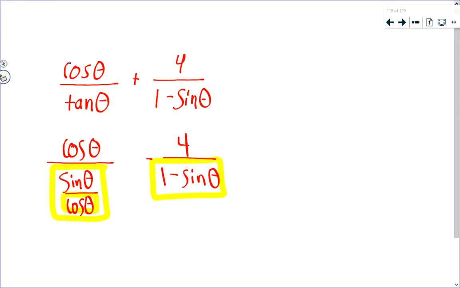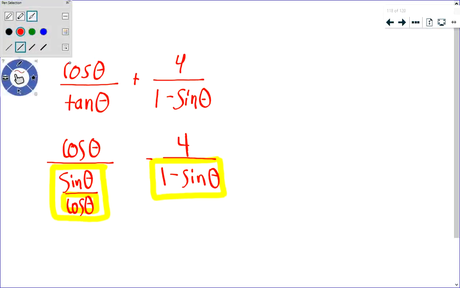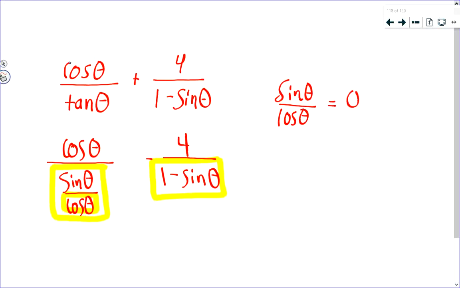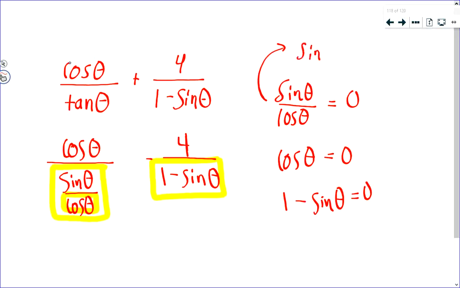So what we end up writing, we actually have 3 denominators here, is we write that sine of theta over cos of theta is not allowed to be 0, because that's a denominator. We write cos of theta is not allowed to be 0. We write 1 minus sine of theta is not allowed to be 0. This first statement, I can multiply both sides by cos theta and get sine of theta is not allowed to be 0. And I forgot to put not allowed to in all of these, so let me do that.